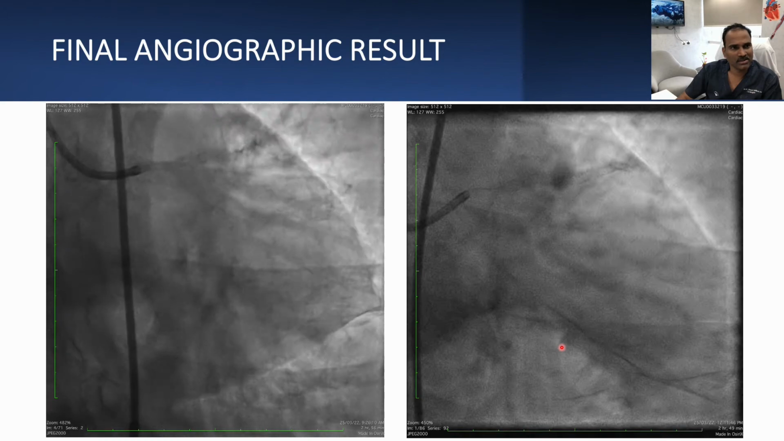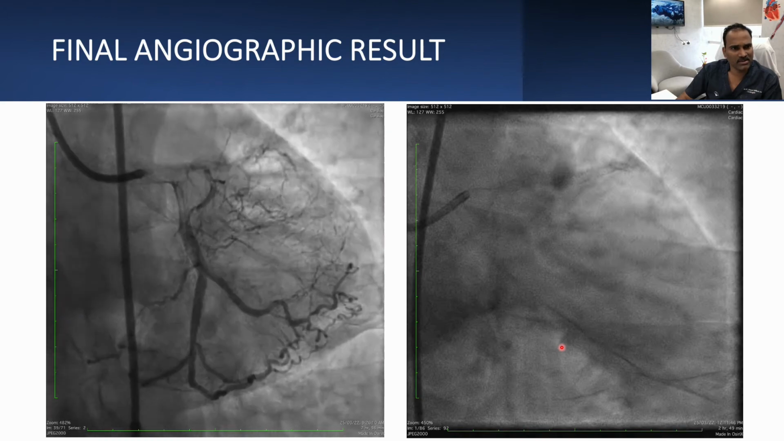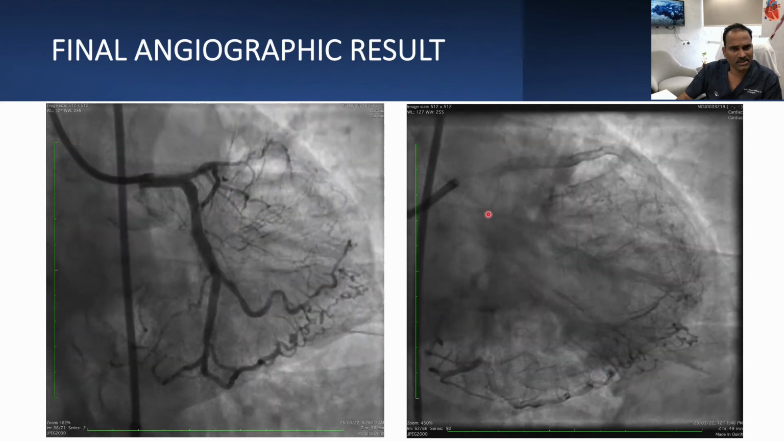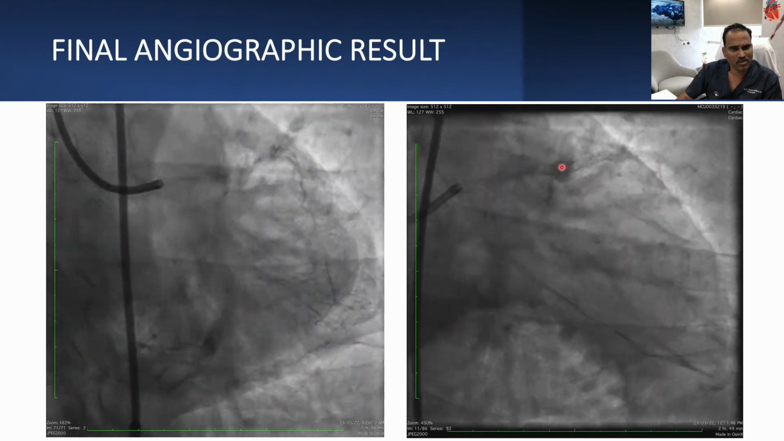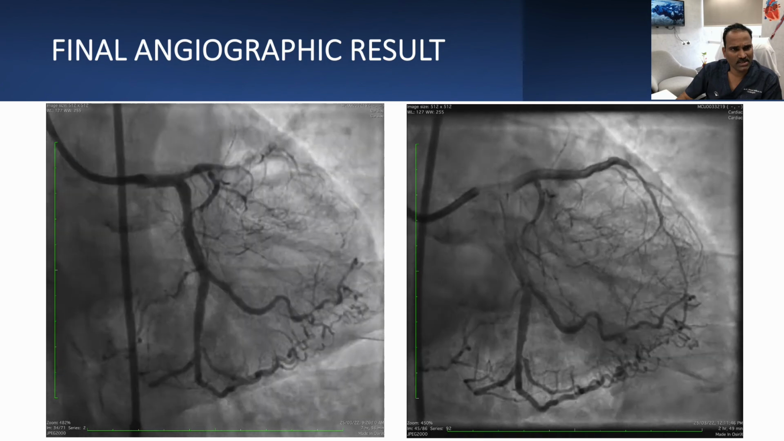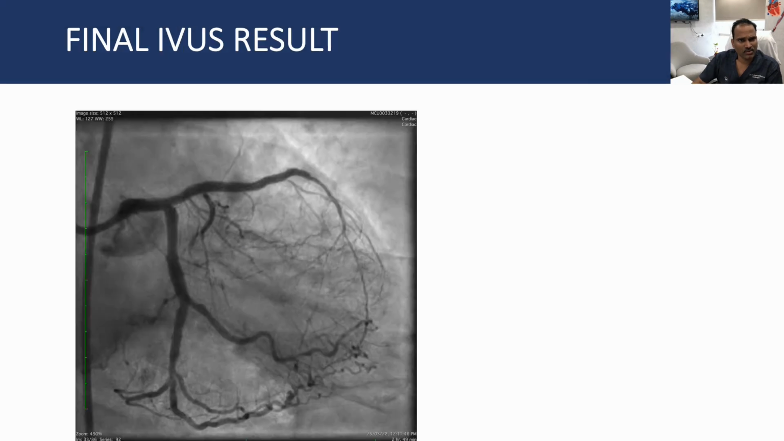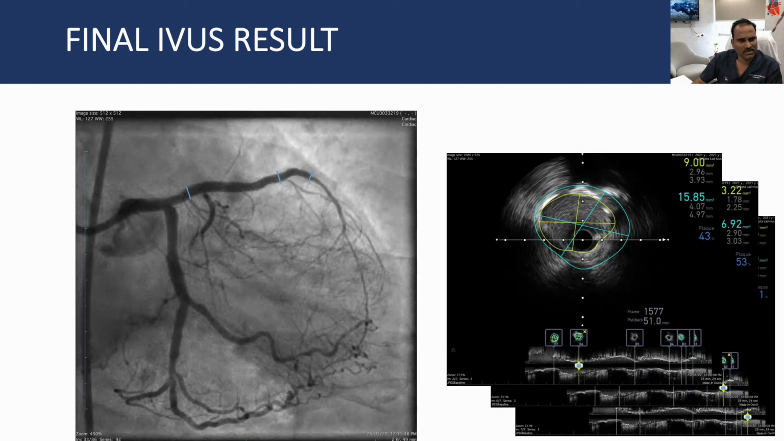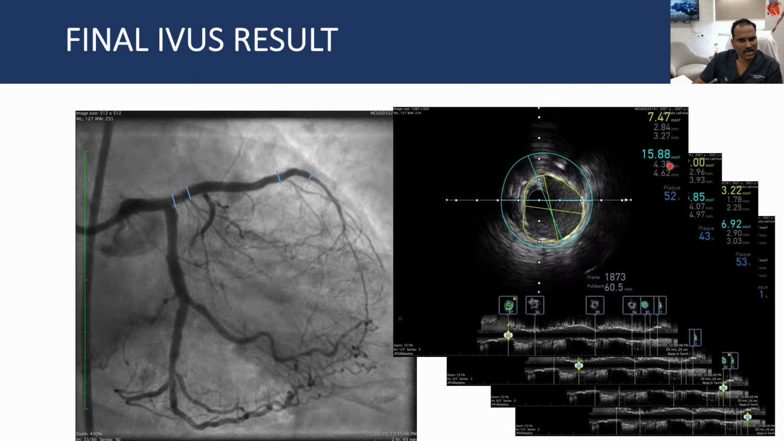So this is the final angiographic result of this case. There's a good expansion of the stent throughout with overlapping stenting. I'll show the final IVUS result. So these are the lumen areas I have got. Proximally we have got almost 7.4 to 9 mm squared. Ostial LAD is almost 7.4 mm squared. So it's a good result.